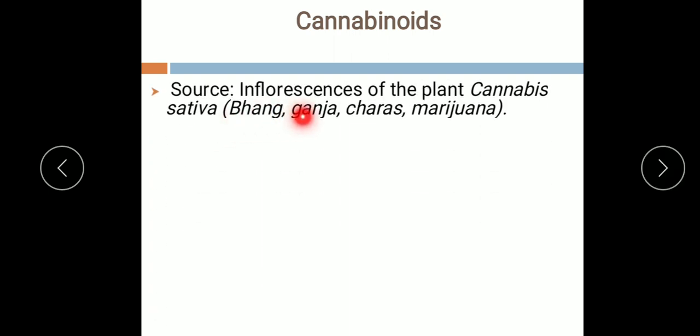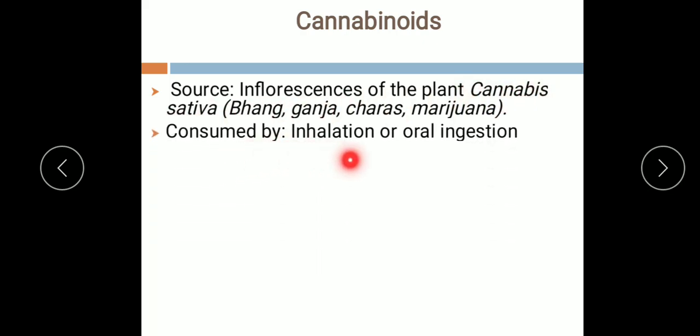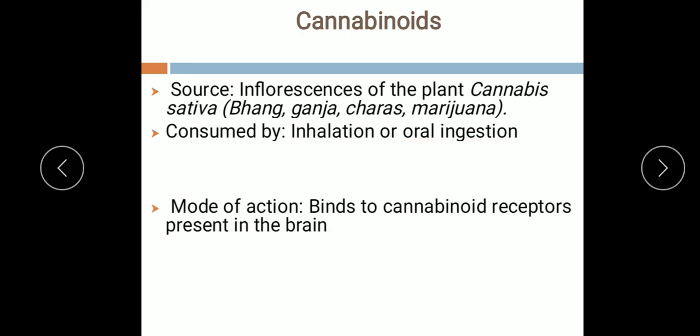Cannabinoids: its source is the inflorescence of the plant Cannabis sativa, and various products are there in the cannabinoids, like bhang, ganja, charas, marijuana. All these drugs are obtained from different parts of the plant Cannabis sativa. They are consumed by inhalation or oral ingestion.